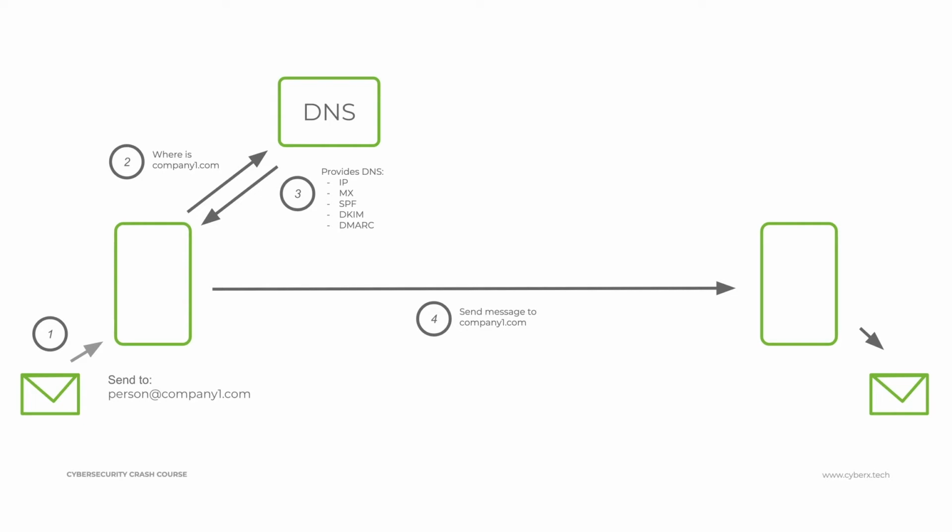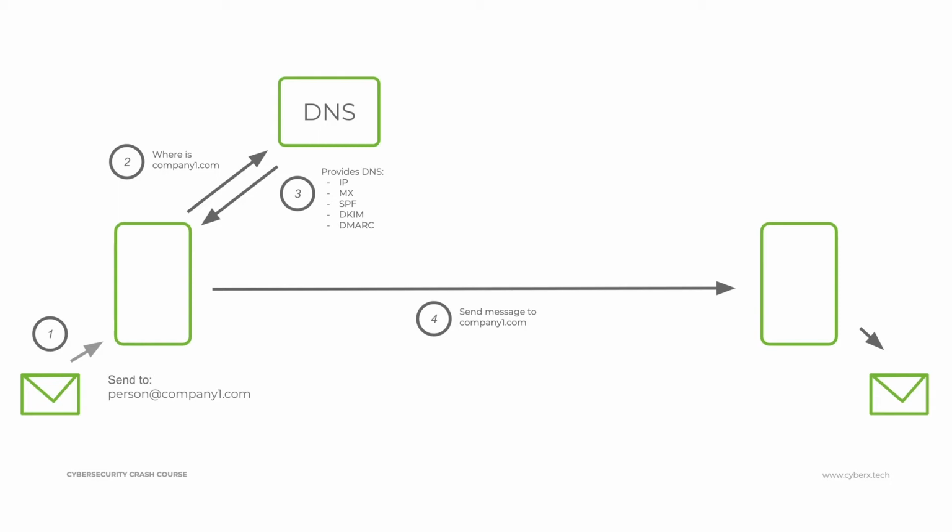So when your server gets that message back, it says, okay, so company1.com is at X IP address. That's where they want their mail to go. Your company server or the mail provider's server then sends your message to that server, which passes it on to the inbox of the recipient.